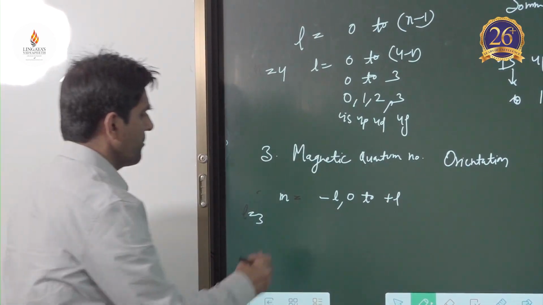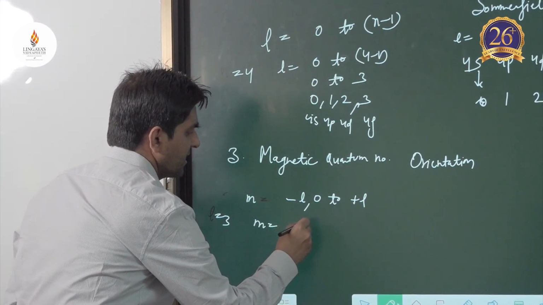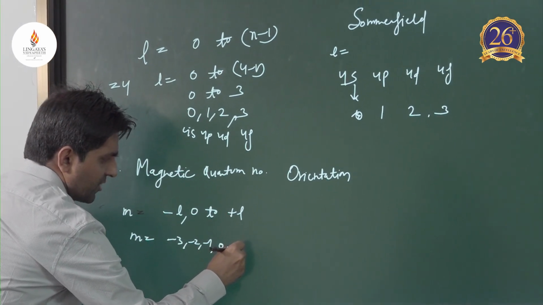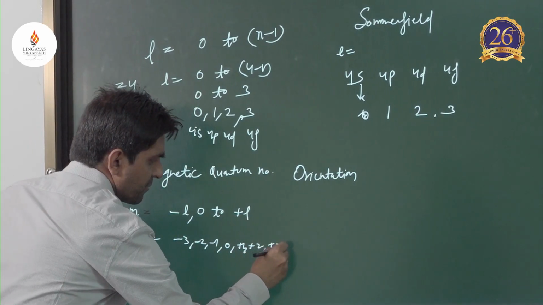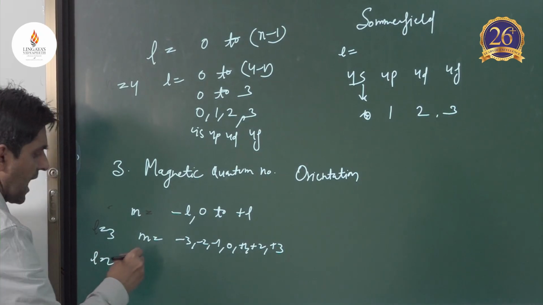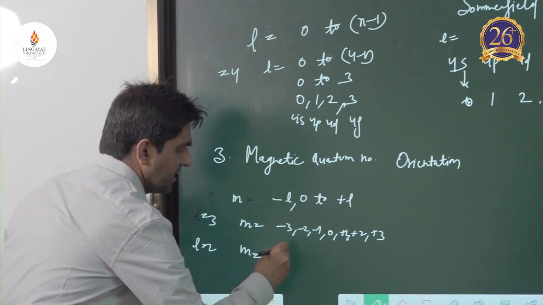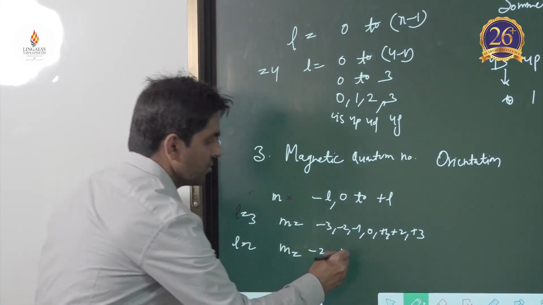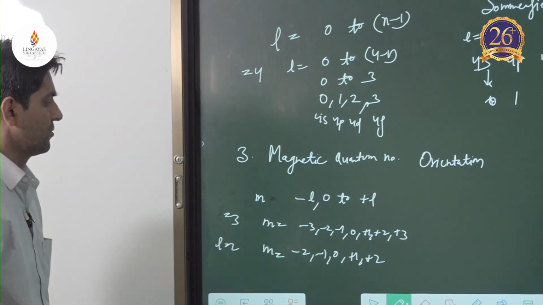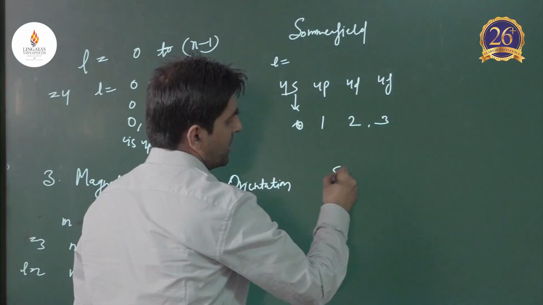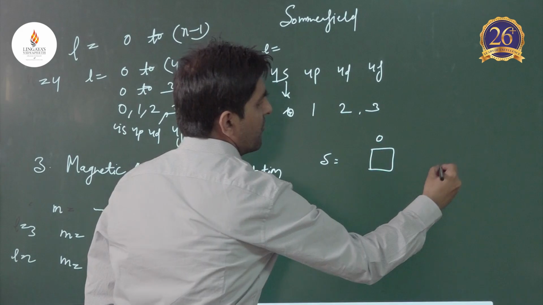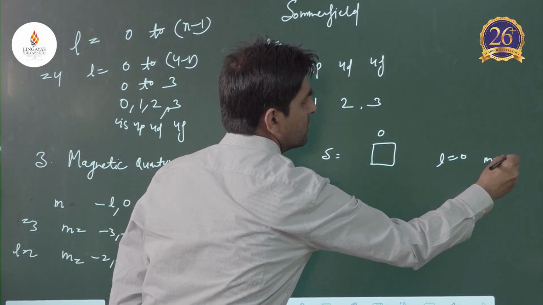What will be the value of M? M equal to minus 3, minus 2, minus 1, 0, plus 1, plus 2, plus 3. There are 7 values. If L equal to 2, M equal to minus 2, minus 1, 0, plus 1 and plus 2. For s orbital, there is only one orbital, value of M equal to 0, because value of L equal to 0.